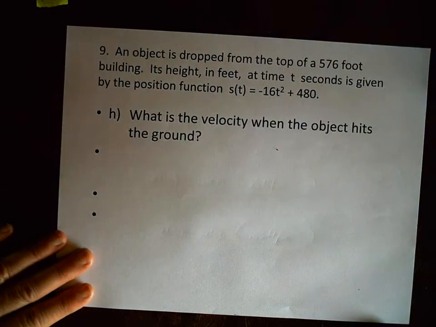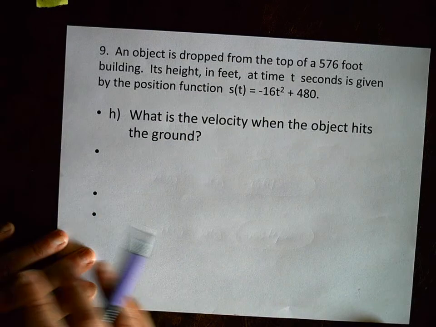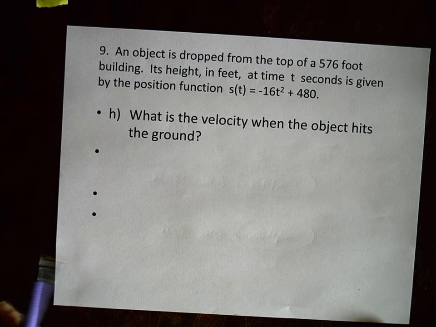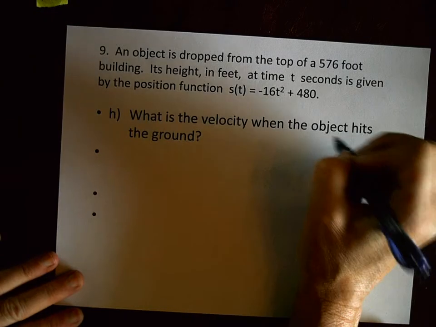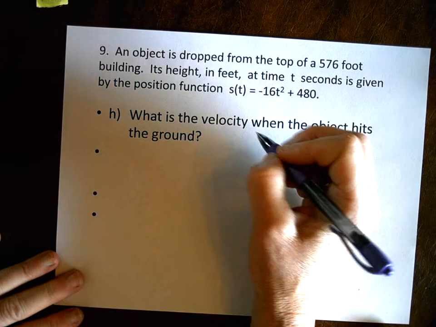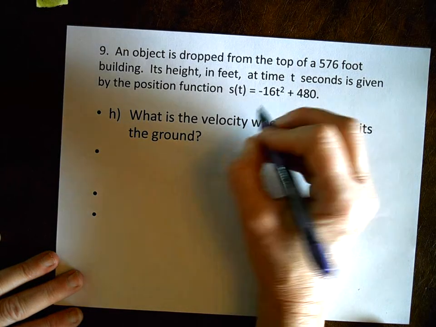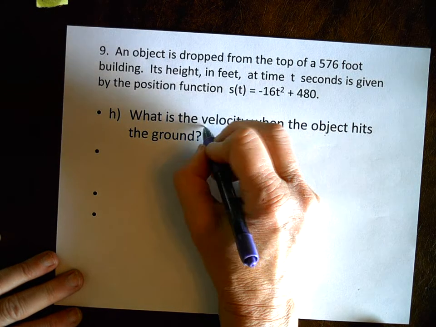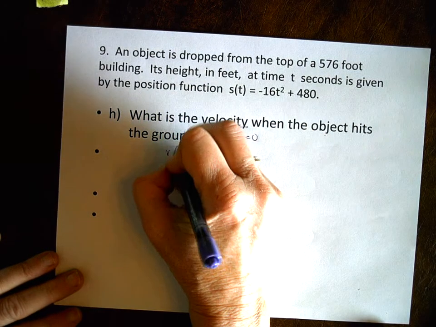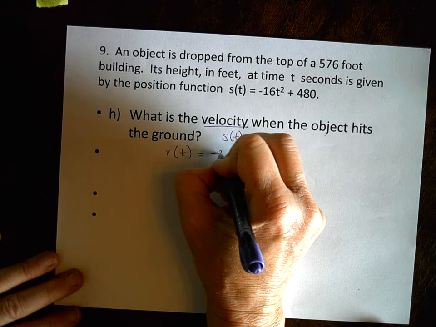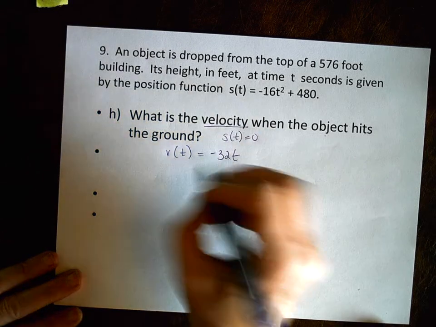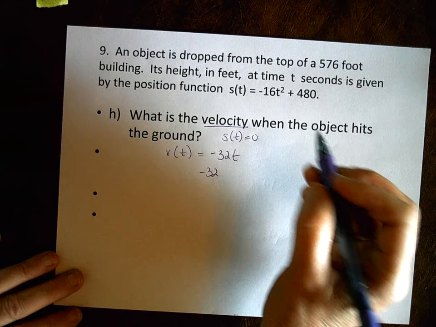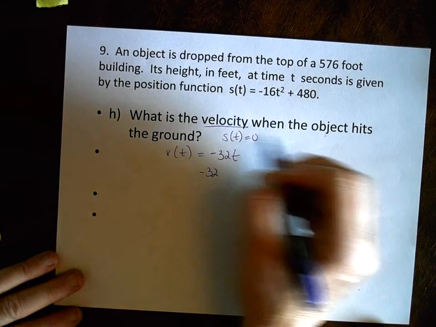Okay, now last part. An object is dropped again, same problem. What is the velocity when an object hits the ground? Again, how high is the ground? The ground is 0. So you want to set it equal to 0, and its velocity, so you have to use the derivative. So the velocity function again is negative 32t, and we're going to set that. Oh, sorry. And we know, it says what is the velocity, so we know when it hits the ground.